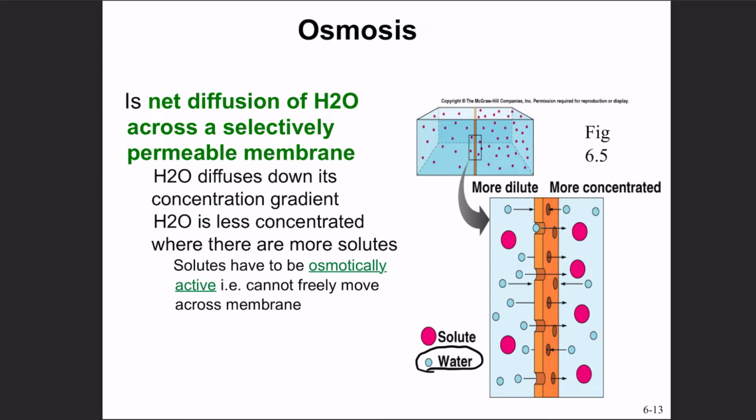Water also diffuses down its concentration gradient, which means water is going to go from an area of its own high concentration to an area of its own lower concentration. Notice that means it goes from an area of low concentration of solute to an area of high concentration of solute. So that means that water is going to follow the concentration of solute.